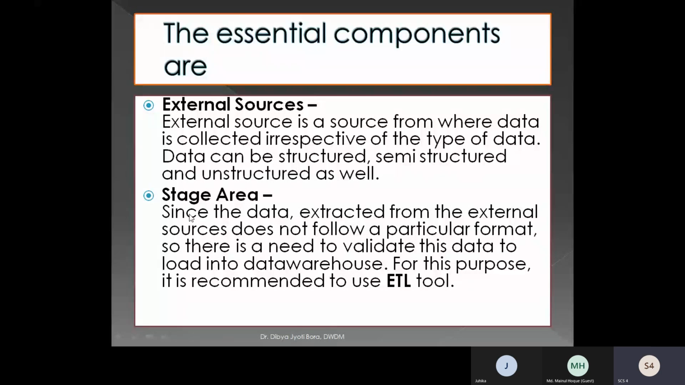So data extracted from the external sources does not follow a particular format. So there is a need to validate this data to load into the data warehouse. And for this purpose, we need to use an ETL tool. And what is ETL? I hope you can all recall from the last lecture. ETL is what?